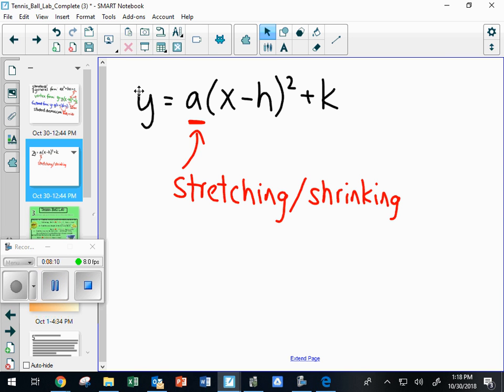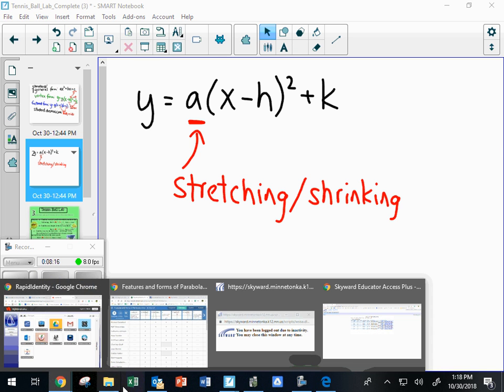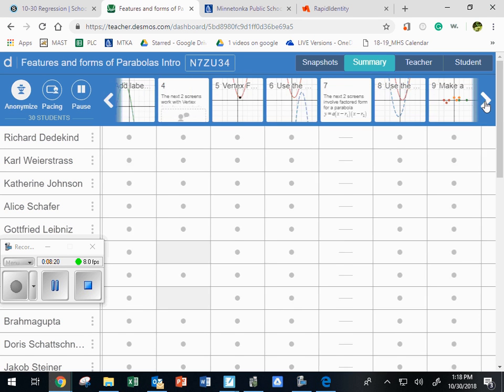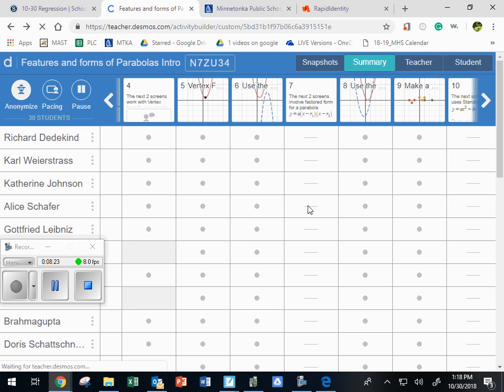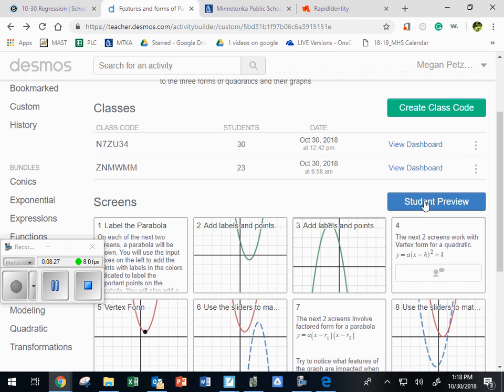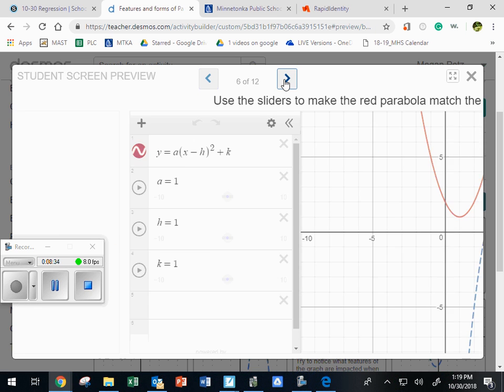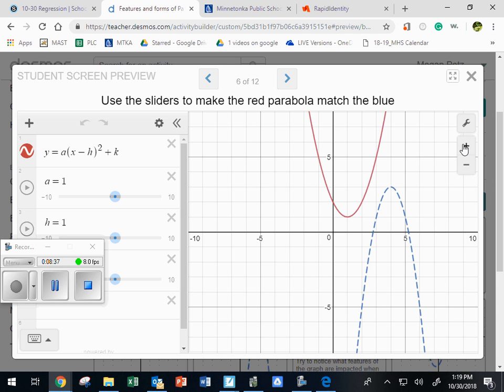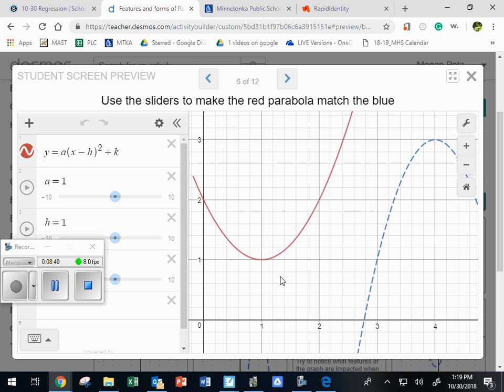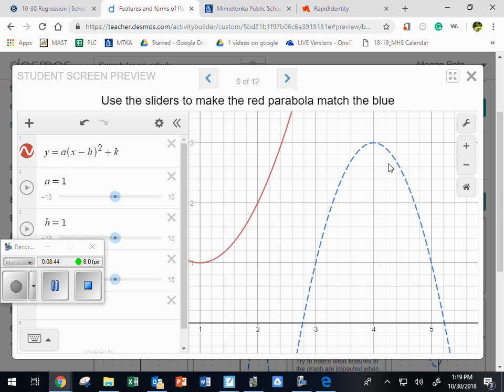I wanted to look at a specific example that we got from that Desmos activity. If I go here and look at the Desmos activity that we did, which page was Vertex Form? This one right here. All right, if we look at this one, I'm going to zoom in a little bit. What is the vertex of this blue parabola here? (4, 3), right? So if this is at (4, 3) here, that's our vertex.